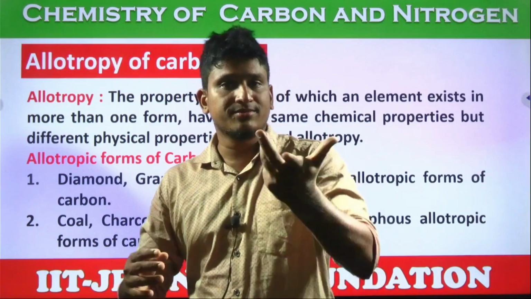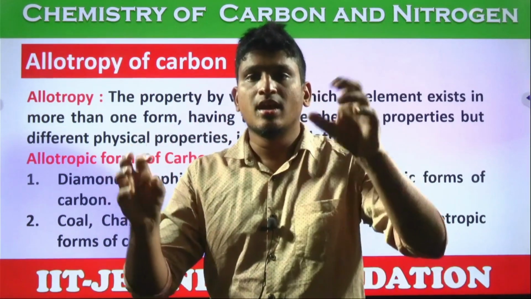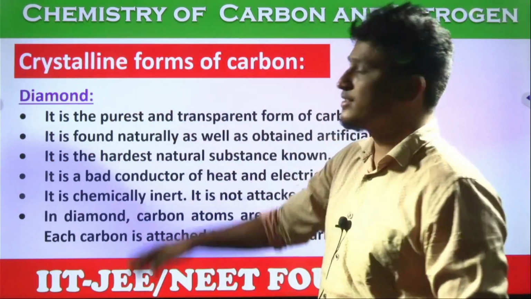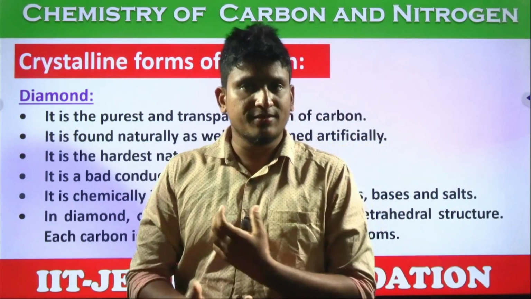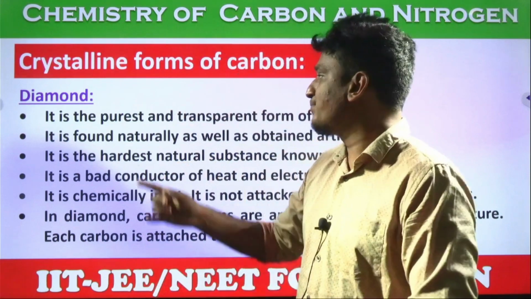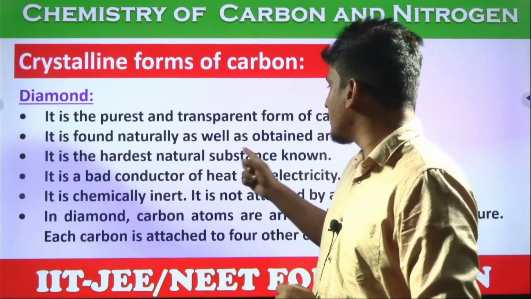Crystalline and amorphous we have already said: crystalline means perfect arrangement of carbon atoms, and amorphous means absence of this arrangement. Right. First of all, the crystalline forms of carbon. The first one is diamond. So what is diamond? We all know diamond is a very expensive rock, yes or no? A crystal rock. Diamond is the purest and most transparent form of carbon. It is found naturally as well as obtained artificially.